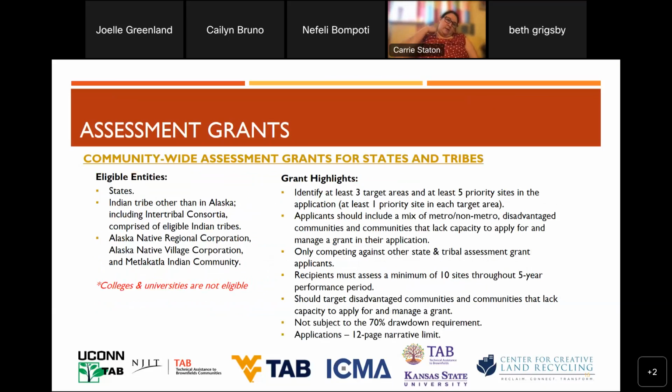All right, so some other highlights on the state and tribal grants. This is only the 2nd year that these have been offered. So eligible entities include states, Indian tribes other than in Alaska, including the Intertribal Consortia, and also the Alaska Native Regional Corporation, Alaska Native Village Corporation, and Metlakatla Indian Community. Communities and colleges and universities, even public ones, are not eligible for this. They are eligible perhaps under other opportunities, but not for state and tribal.